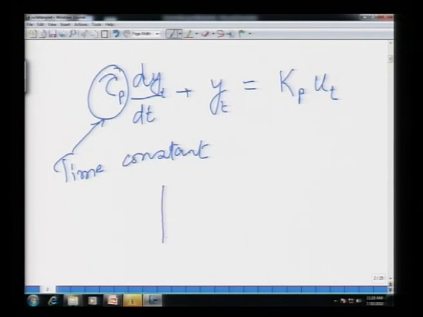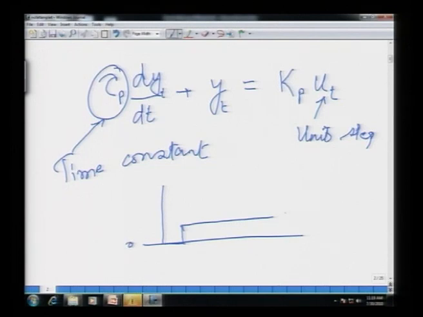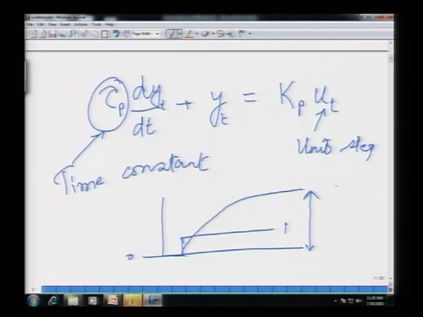Now, if you give a step, if u t is a unit step, if u t changes as a step, it goes from 0 to 1, 0 corresponding to the rest state of the system, 1 corresponding to a unit change, then the output of this differential equation y would change like this. This is called the final steady state, where the rates of change are 0. So, if you put dy by dt to 0, because at the final steady state dy by dt should be 0, and if u t is 1, you will have y at time t tends to infinity is k p. So, that is what you have. This is k p.